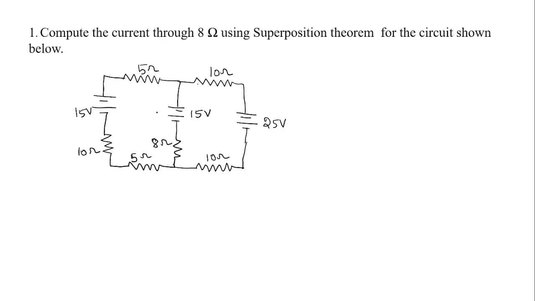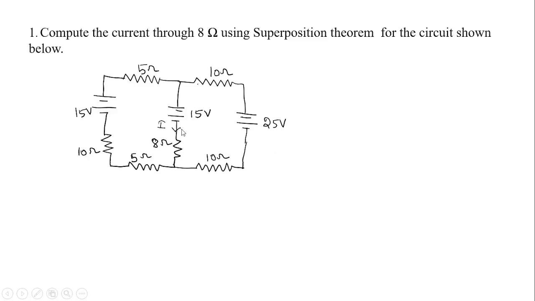Okay. For that we are going to assume the current flowing through this 8 ohms resistor in the downward direction. So let I be the current flowing through this 8 ohms resistor in the downward direction. Okay. So for solving this problem, what we have to do is first we have to find out the current flowing through this 8 ohms resistor with only one source at a time. Okay. So first if we are considering the 15 volt source, then the other two sources should be made 0.